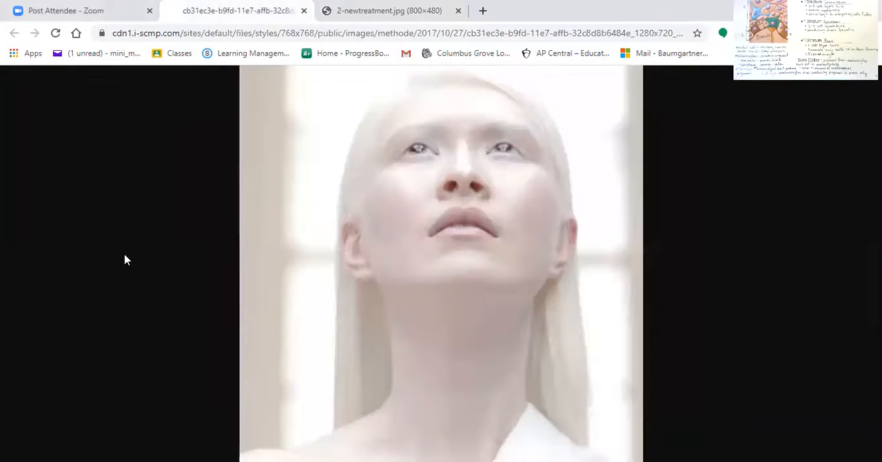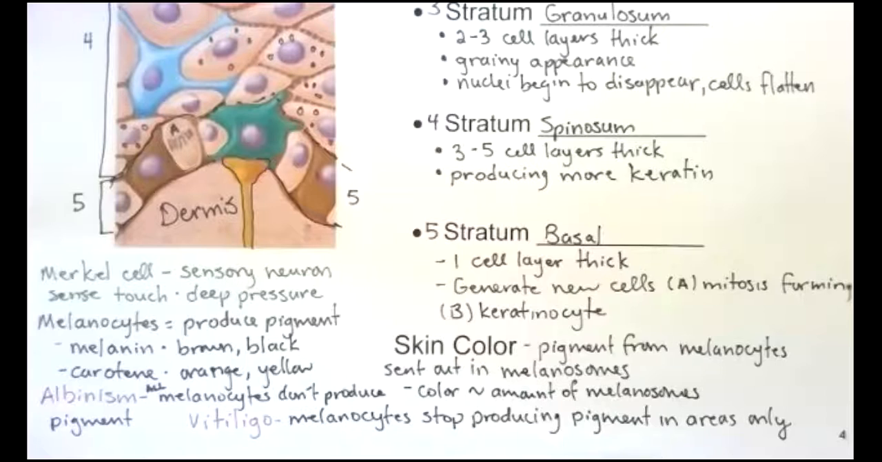Here's an image of someone who's albino. This looks like someone of Asian descent based on the eye folds. But usually where they have black hair, we've got that stark white hair. You can see even the eyelashes and the skin. Those are two of our disorders that deal with skin pigmentation. And that takes us through.